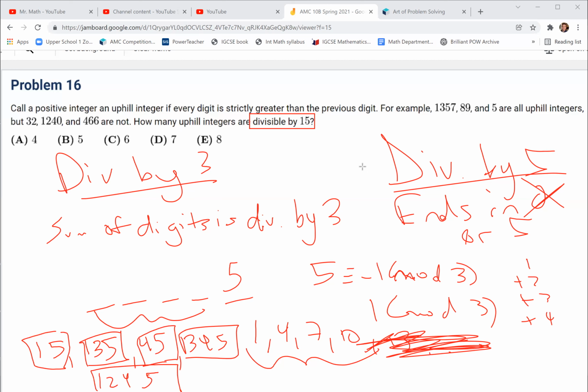And then how can we make 10? We can make 10 by adding all of the numbers together. 1, 2, 3, 4, 5. Well, 1 plus 2 plus 3 plus 4 is 10, right? So 1, 2, 3, 4, 5 would be divisible by 15. And there's no other way to make 10 because that's the sum of all the numbers. So that means we've exhausted all our possibilities. So there are 6 possible uphill integers that are divisible by 15.